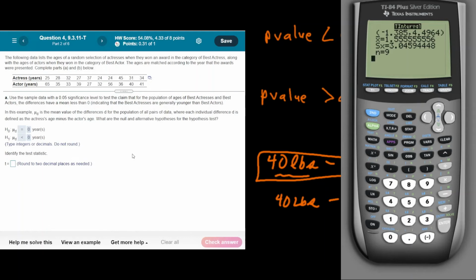Some of the stuff is a little self-explanatory, and you couldn't have gotten it right if you didn't get the right confidence interval. All right, next. Use sample data with a 0.05 significance level to test the claim that for the population of ages of best actresses and best actors, the differences have a mean less than 0. So they told us what to put here for the symbolic notation. No funny business this time. And our difference D is defined as the actress's age minus the actor's age.